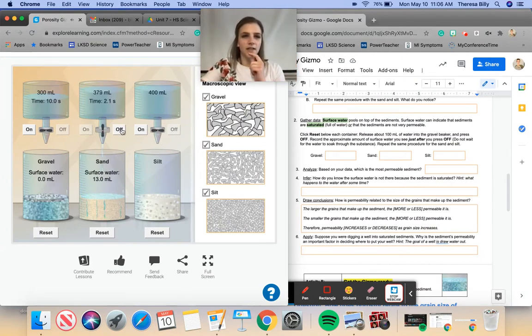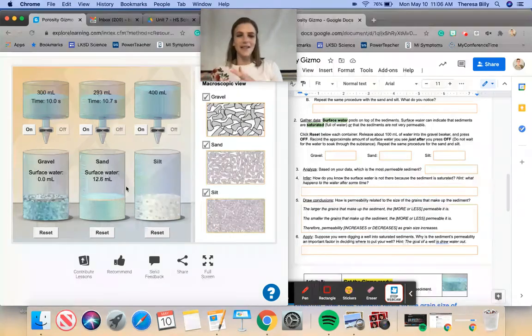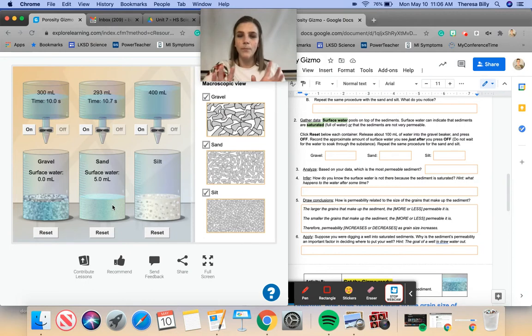Let's do the same thing for sand. Press on. We're going to wait until just about 300. Remember, it's immediately after I press stop. Oops. So about 60 milliliters of surface water is on that container of sand. Now notice as time goes on, eventually that water is soaking into the sand. But what we care about is that water that was sitting on the top right after I pressed stop, that is telling us that sand is less permeable than gravel.